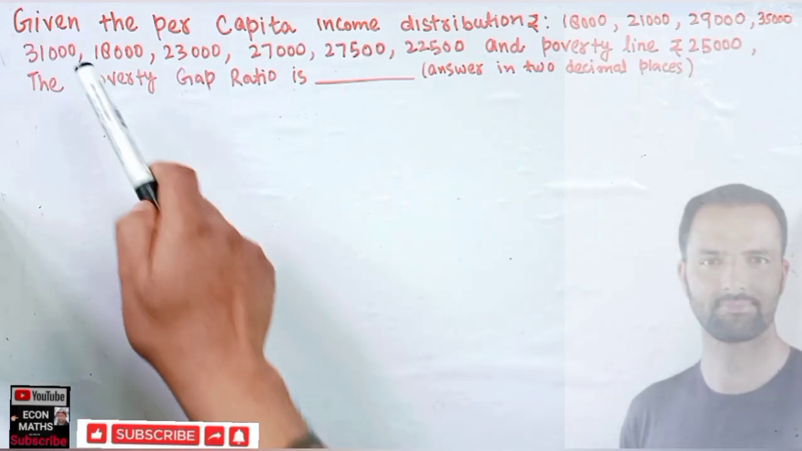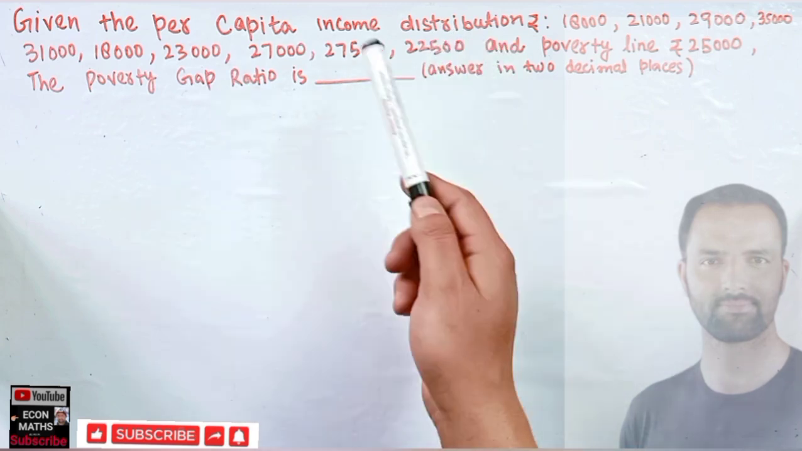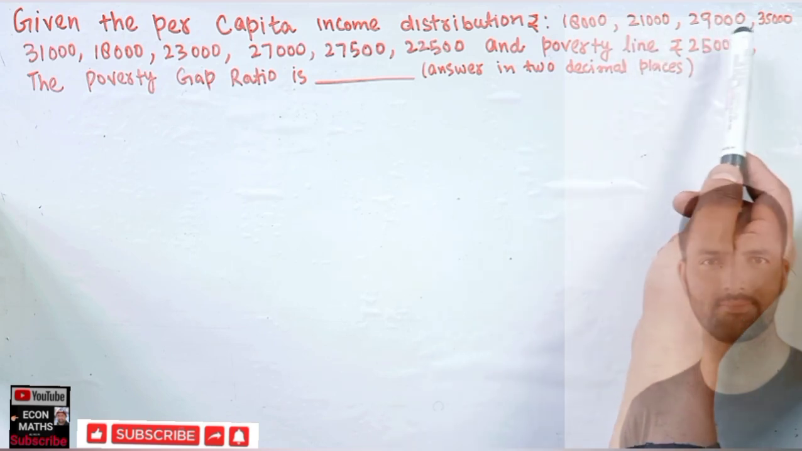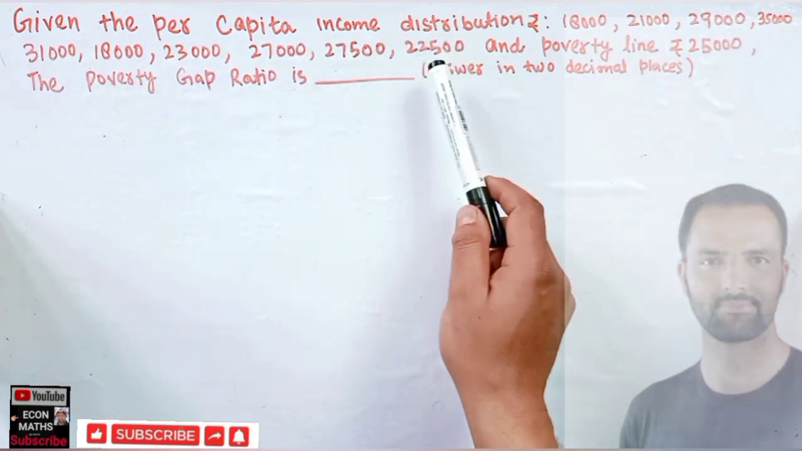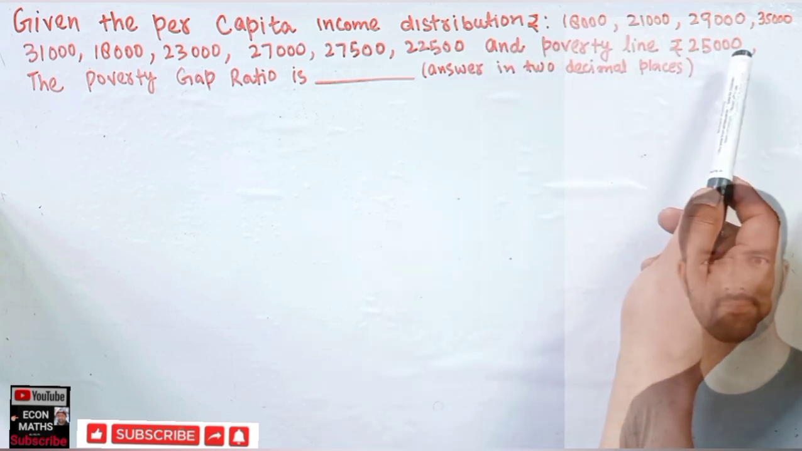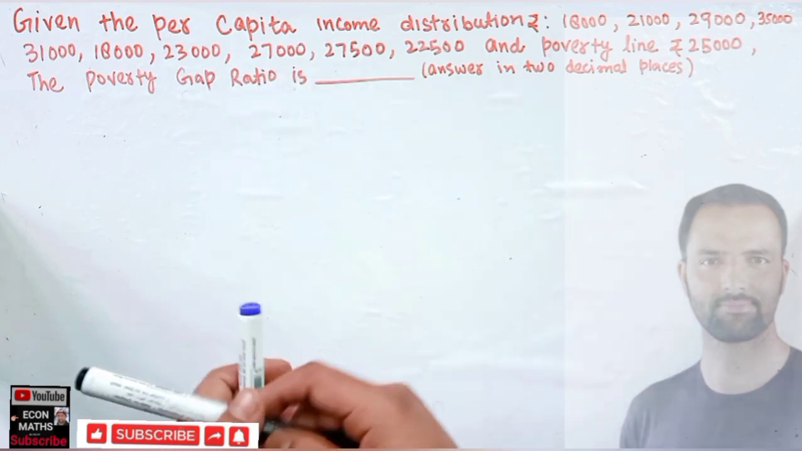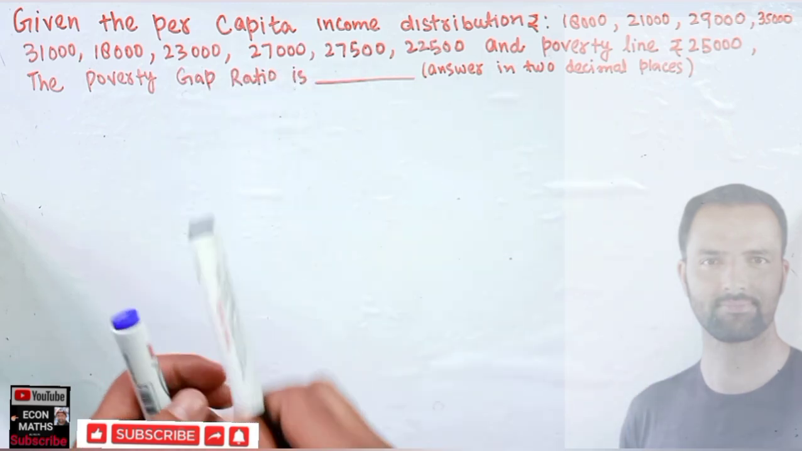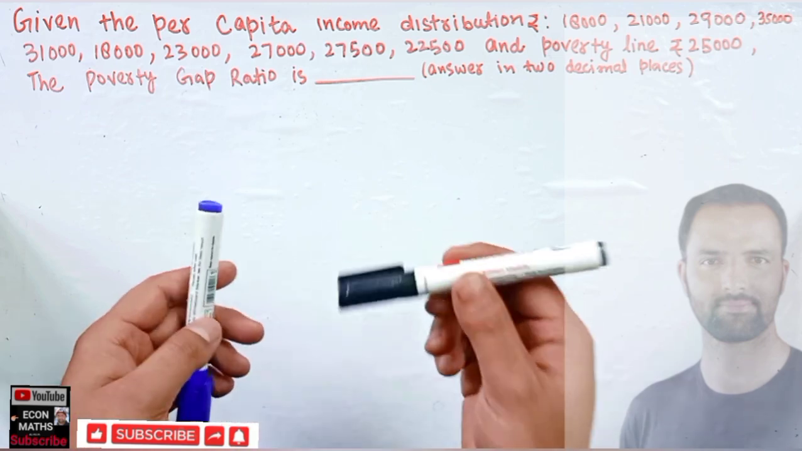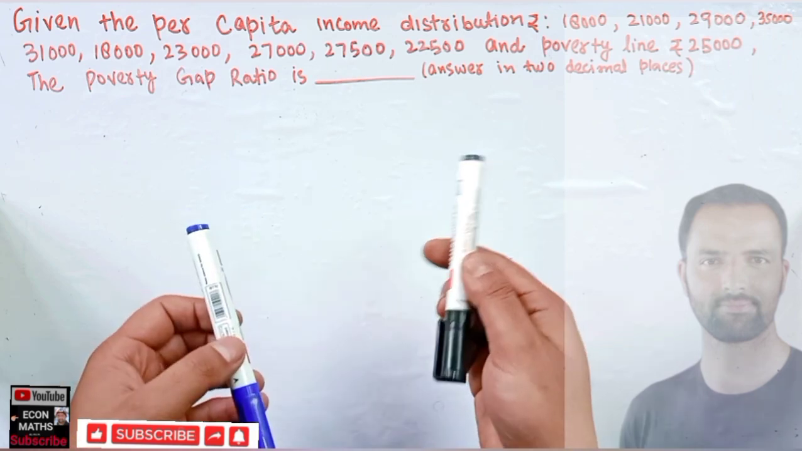Okay, so the question is like this: given the per capita income distribution, we are given the income of the individuals as 18,000, 21,000, 29,000, and so on up to 22,500, and the poverty line is given as 25,000. We have to find the poverty gap ratio, and the answer should be in 2 decimal places. Now what is meant by a poverty gap ratio? Poverty gap ratio is the ratio by which the mean income of poor people falls below the poverty line.